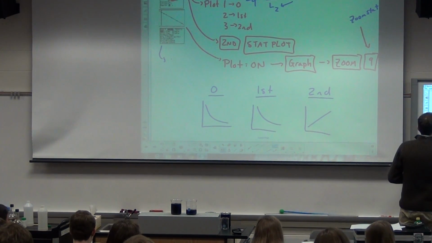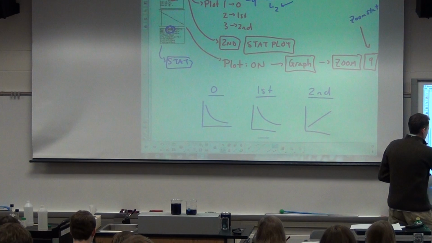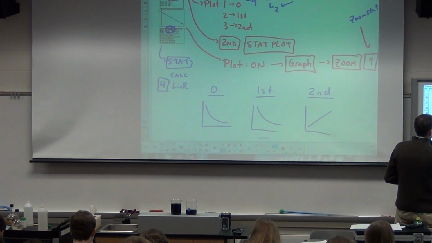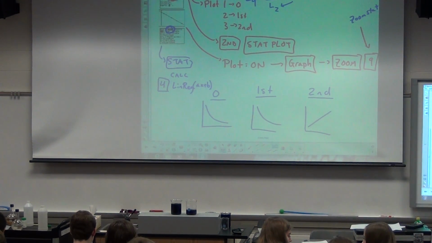You go to STAT, and then you slide over to CALC. So that's CALC, it's not an actual button, right? And then if you go to the number 4, if you just hit 4, it'll actually do it, which is LinReg. That is y equals mx plus b.